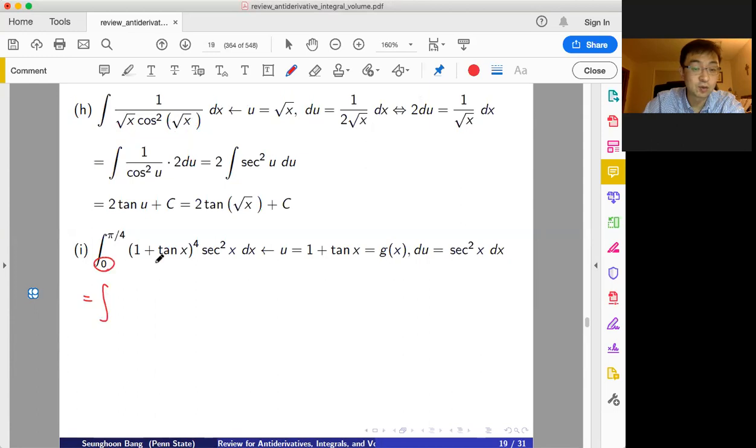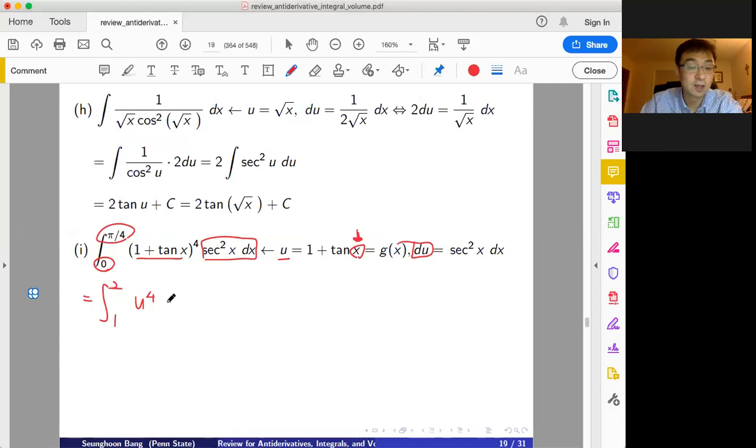You plug 0 into here. Tangent of 0 is 0. 1 plus 0 is 1. Change. You plug pi over 4 into x. Tangent of pi over 4 is 1. The 1 plus 1 is 2. The 1 plus tangent x is just u to the 4. The secant squared of x dx is here, du.